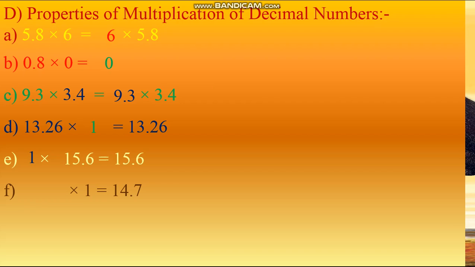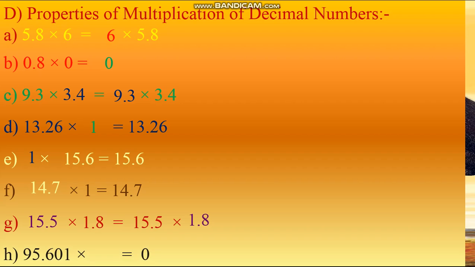What will be the answer over here, you tell me? If you multiply any number by 1, we get the number itself. So the answer will be 14.7. Then 15.5 and here 1.8. Then 0. Fine. If you multiply by 0, we get 0 itself.